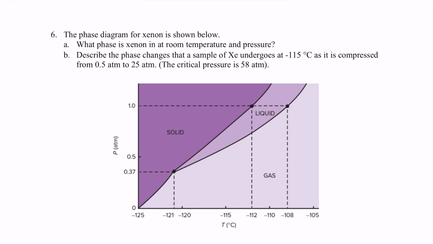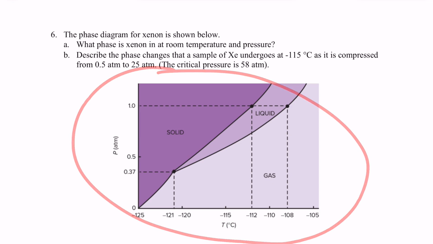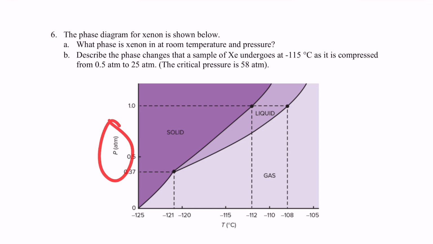Hey folks, in this video we're going to learn how to interpret phase diagrams. So what we have here is a phase diagram for xenon, which shows along the vertical axis pressure in atmospheres, and temperature in degrees Celsius along the horizontal axis. The different regions of the phase diagram indicate what is the most stable phase at a given pressure and temperature.